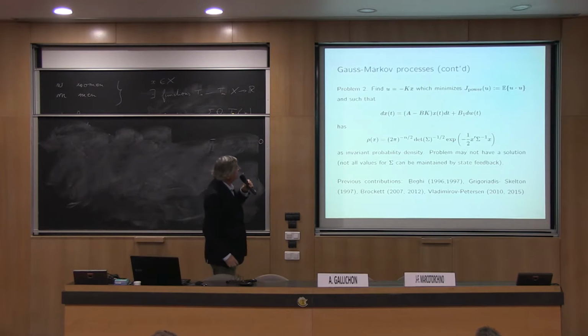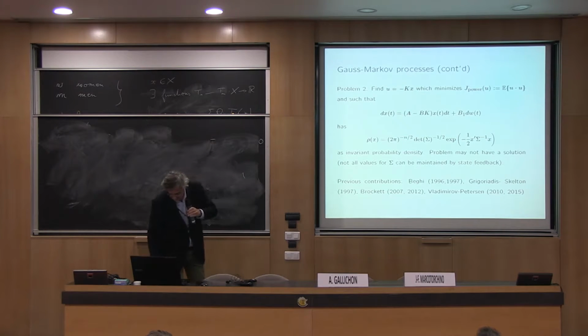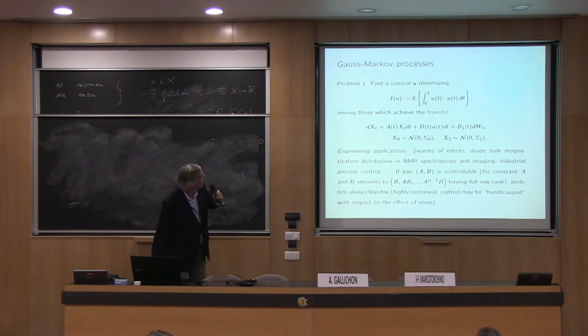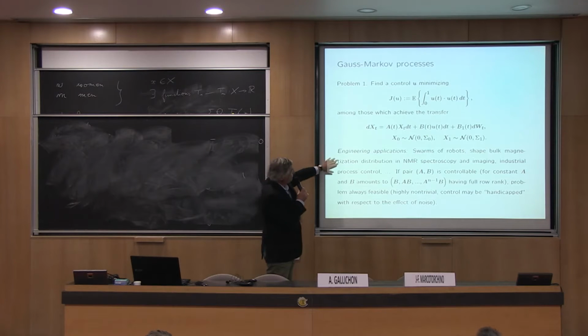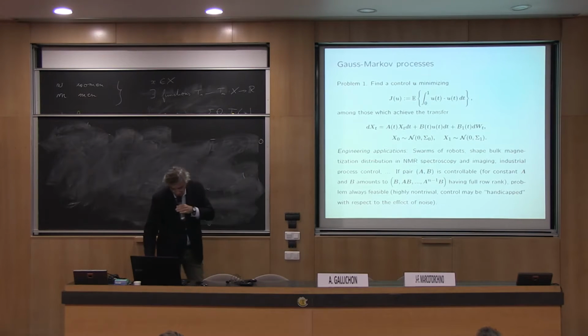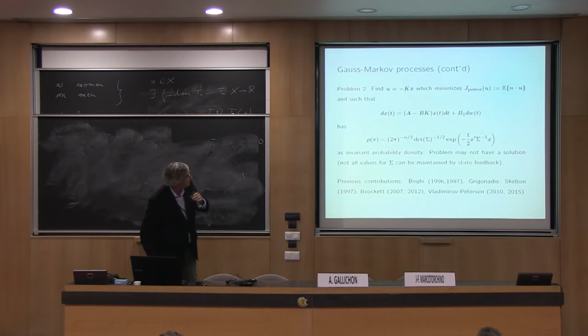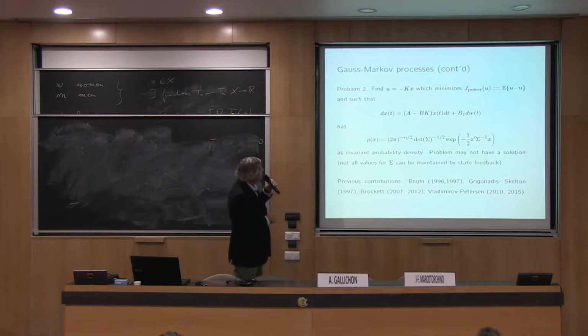And we consider these two problems. The first problem is already here, of course. In finite time, you want to drive with minimum energy your system to the final Gaussian. But there is also the asymptotic problem.